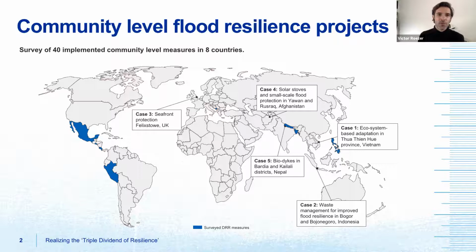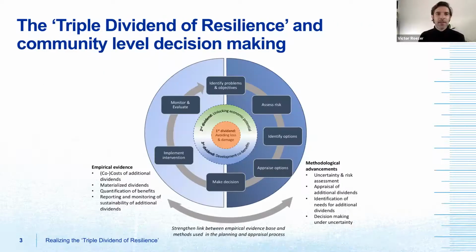I think that was already also mentioned. The concept of additional resilience dividends or co-benefits is not really new, but the idea of structuring around the 3 dividends, I think we consider as really helpful.